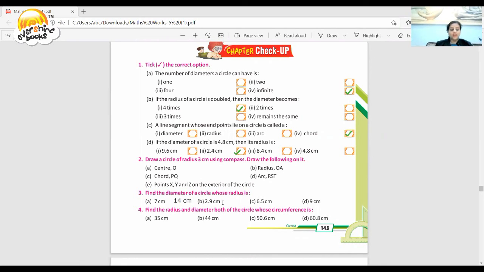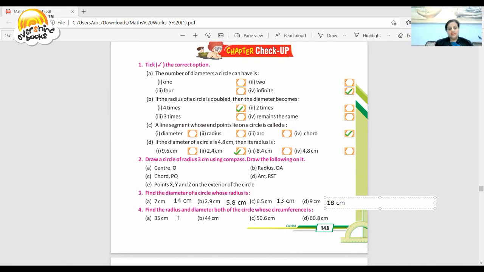Next is 2.9. When it is 2.9, what you are going to do is multiply with 2. The answer will come here 5.8 and centimeter will be the same. 6.5 centimeter is the radius, so the answer will come here 13 centimeter. Next is 9 into 2 is 18. So 18 centimeter is the answer.